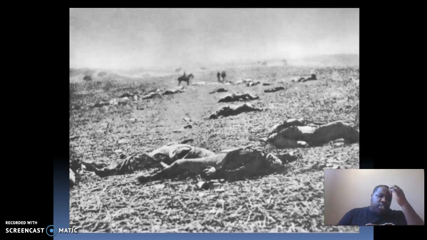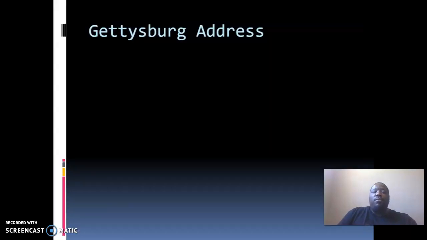So here, these are actual photos from Gettysburg. As you can see, as I talked about, wide open fields, and they're just fighting. There in the distance, you can see someone on horseback, probably a part of the cavalry.